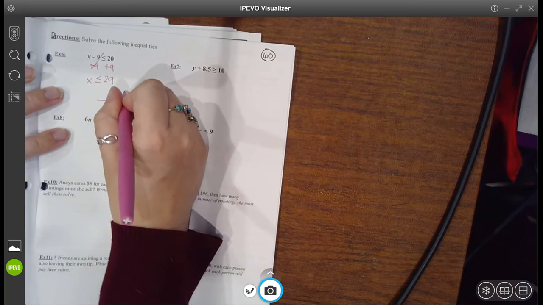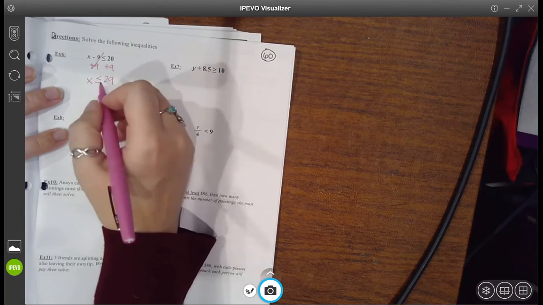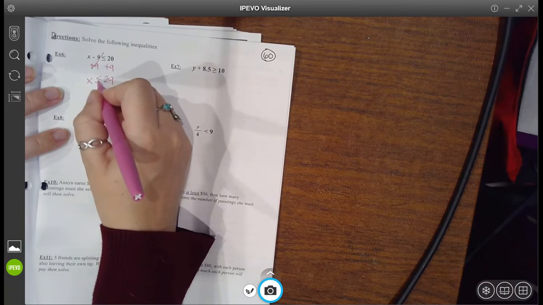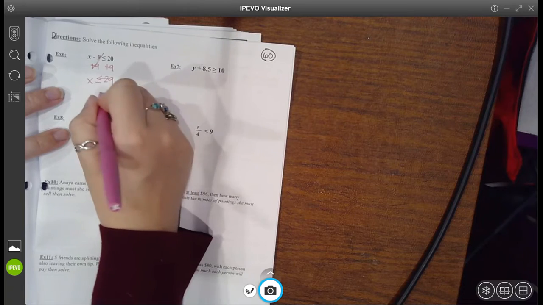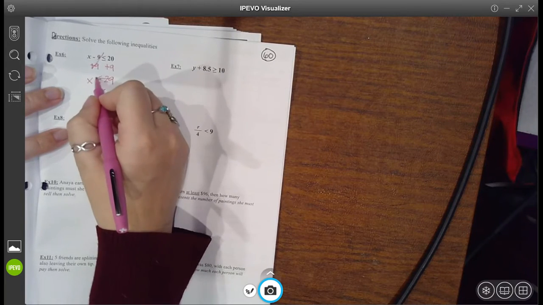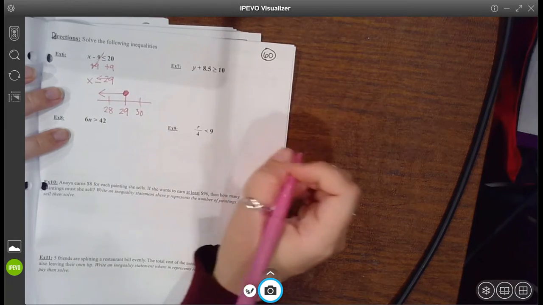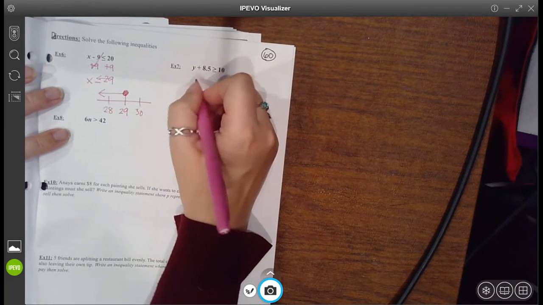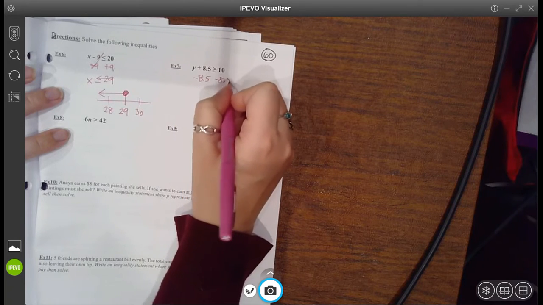Okay, hopefully you did this one was shaded in, because if there's a line underneath, that means it's filled in. And then you can think of this as like your arrowhead. If the variable's on the left, okay, that's like your arrowhead, so it's facing to the left. Or the less than sign is facing your variable. Where do numbers get smaller? To the left. Okay, here, to get the variable by itself, you would subtract 8.5 from both sides.